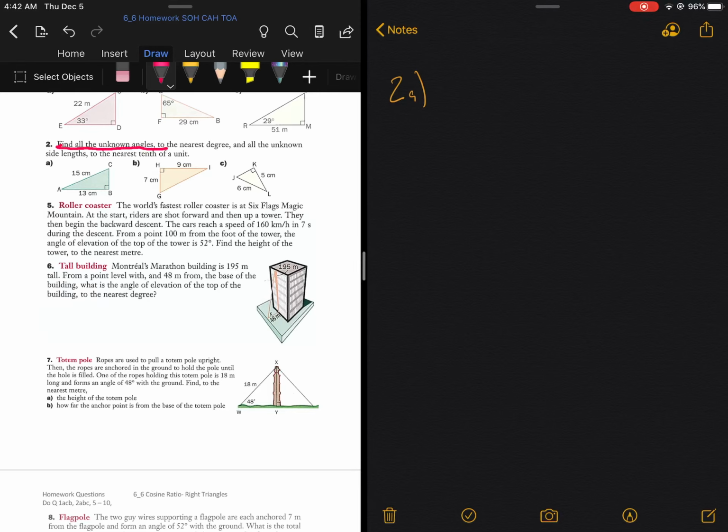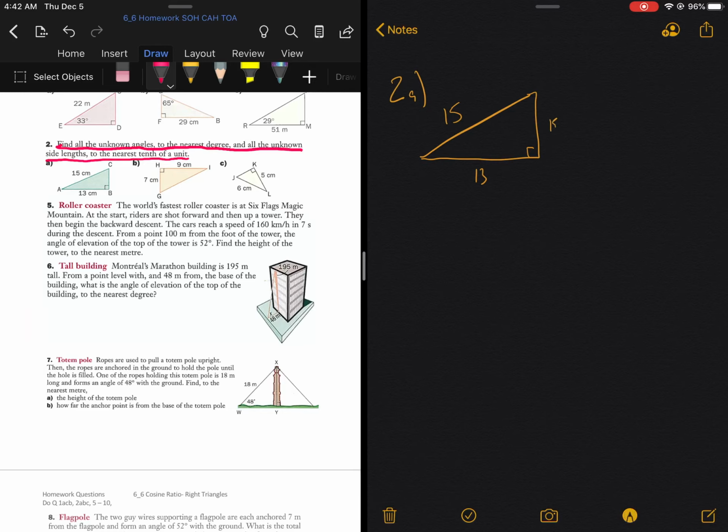2. Find all the unknown angles to the nearest degree and all the unknown side lengths to the nearest tenth of a unit. Okay. Question A. We have a 90-degree angle. We know this side is 13. We know this side is 15.